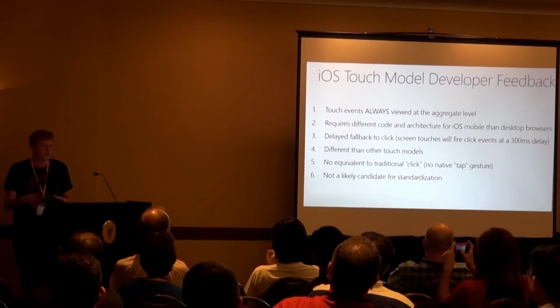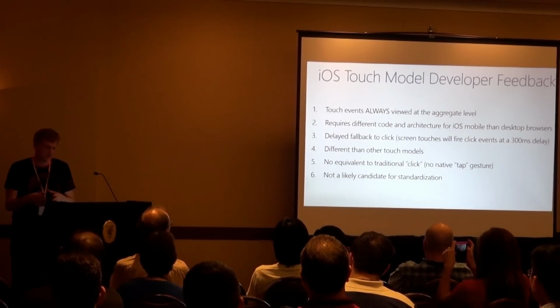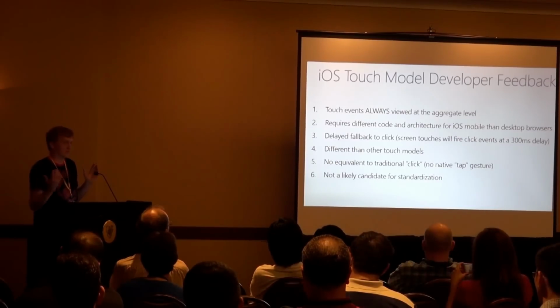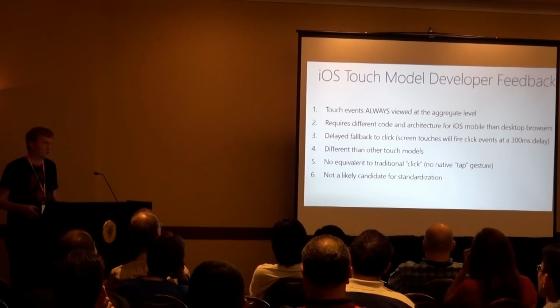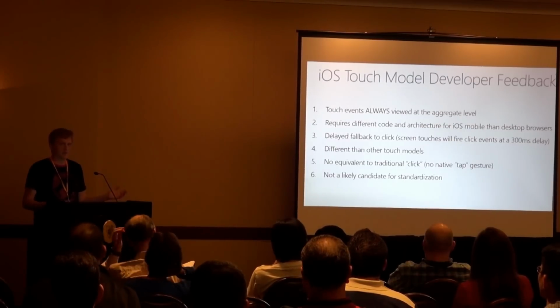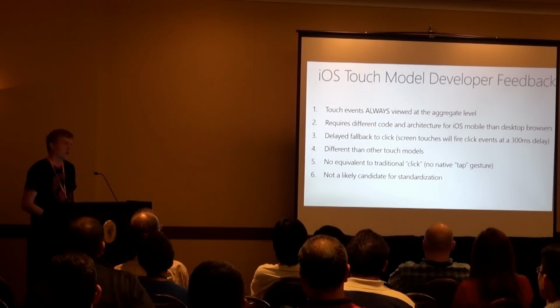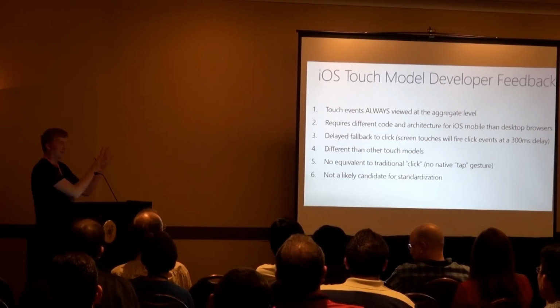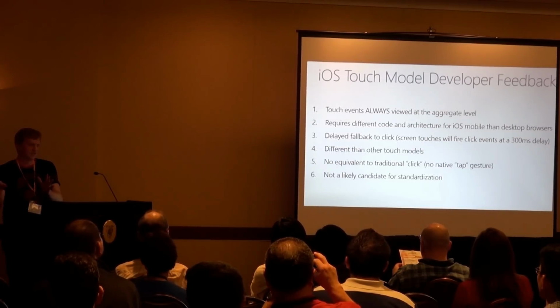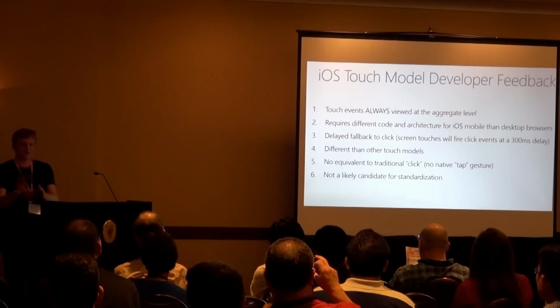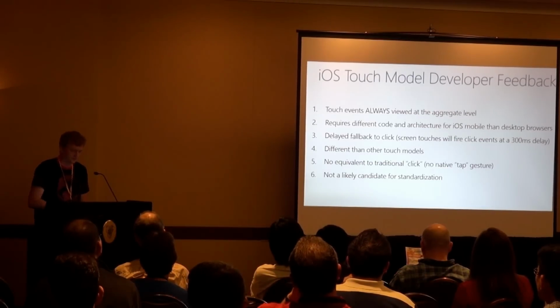So it requires different code to architect your application for iOS mobile, so Safari on mobile, as it does for Safari on desktop. So what we end up doing, what I kind of showed you at the beginning, is we write a lot of forward code. We say, if you support touch, attach these listeners and use this code. If you do not support touch, then fall back to click and write this code.